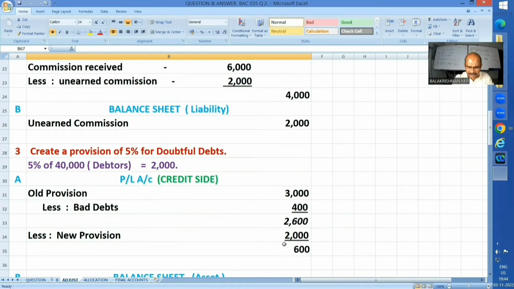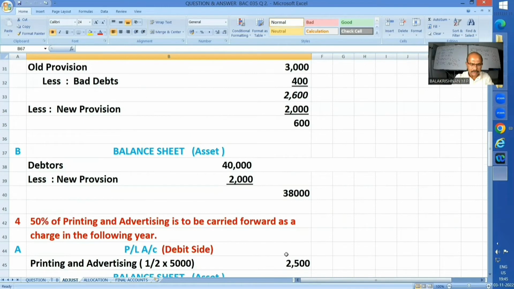So after successive deductions, the left out balance is still a credit that has to be shown on the credit side of the profit and loss account. Keep it in mind. The old provision is substantially high, that will absorb my bad debts and new provision. So the left out I have to keep as an income on the credit side of my profit and loss account. Okay, fine. And in the balance sheet, that is minus the new provision as usual, right?